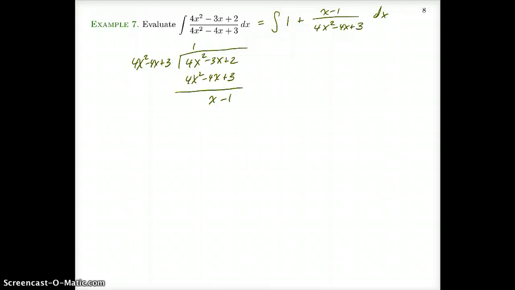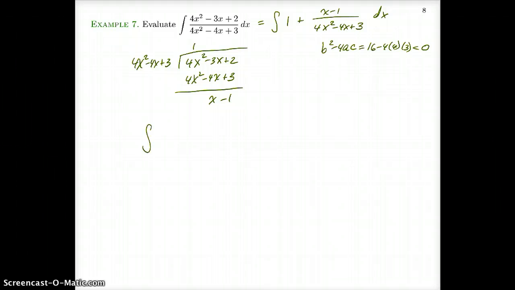Now, what am I going to do with that fraction? Can I factor 4x squared minus 4x plus 3? Well, if I look at b squared minus 4ac, b is minus 4, so that's 16, a is 4, and c is 3. I can see that that's negative, so that doesn't factor.